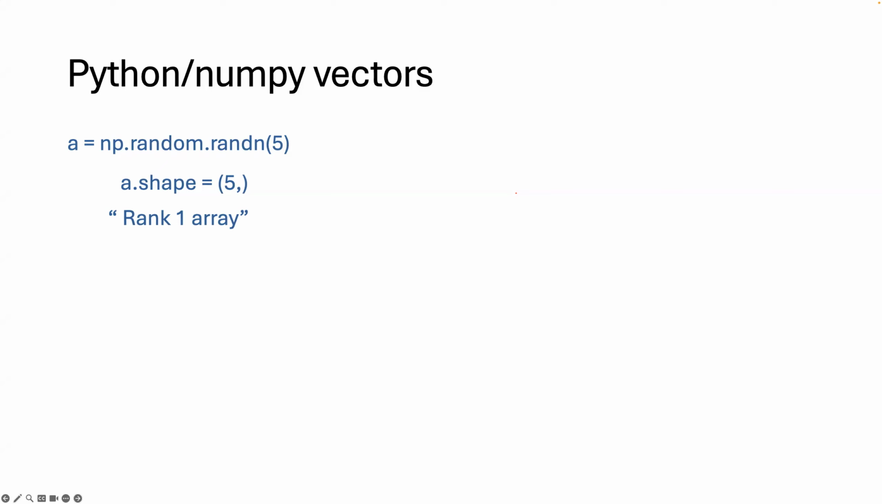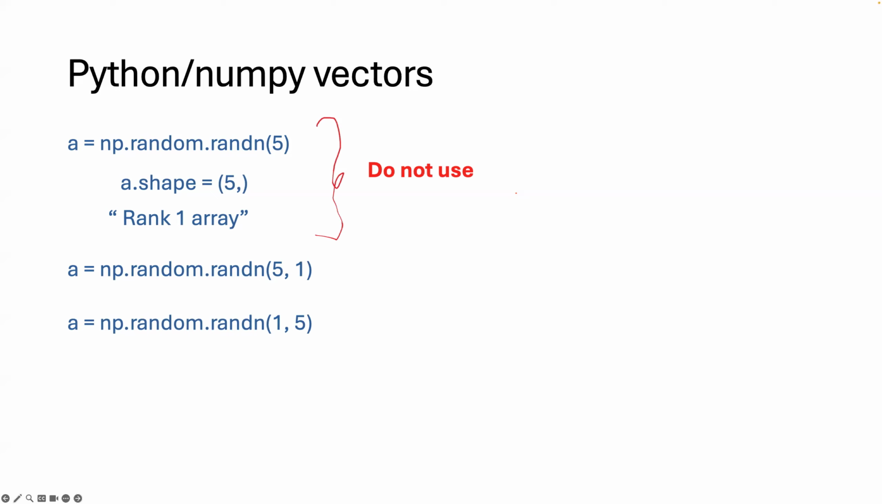So what I recommend is that when you're programming or implementing logistic regression or a neural network, you do not use rank one arrays. Do not use any of these arrays. Instead, every time you want to create an array, you commit to making it either a column vector, like that, so it creates a 5 by 1 matrix, or commit to it as a row vector, so it can be a 1 by 5 matrix.